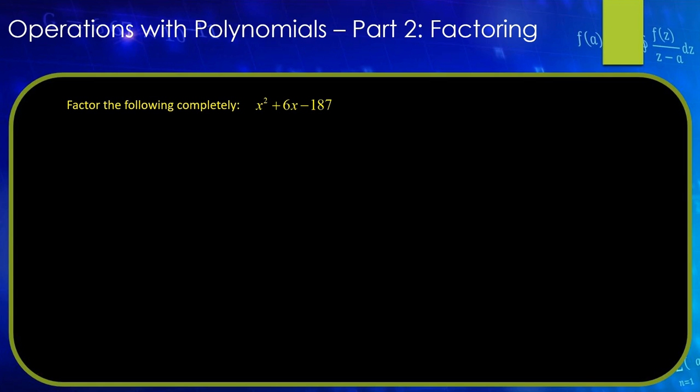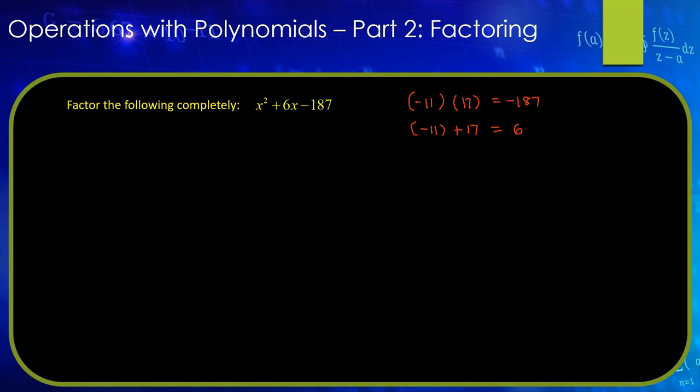So for this one here, again, I only have a 1 in front of the x squared, so I'm looking for two numbers that multiply and give me negative 187, but when I add them together, would give me a positive 6. There's several numbers that would multiply and give you negative 187. Not a whole lot, which is nice. And if you look at it, negative 11 times 17 is negative 187, and negative 11 plus 17 is 6. So these are the two numbers I want to use.